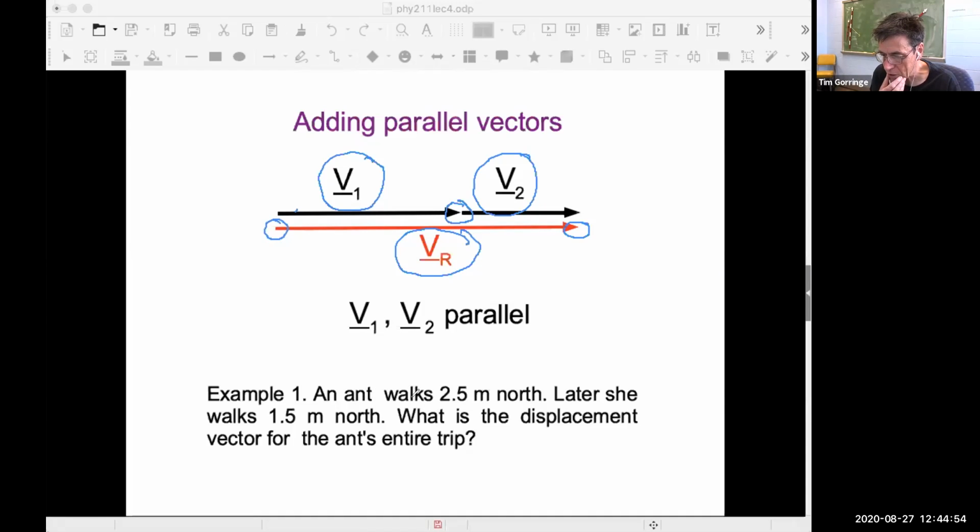Now, what I'm going to do is look at an example of two vectors. So we're going to imagine I brought a couple of ants to class today, and they're going to help us with these demonstrations, actually a few ants. And in this example, we're told that an ant walks 2.5 meters north, and later she walks 1.5 meters north. And we're asked, what is the displacement vector for the ant's entire trip? So we're told the displacement vector for the two stages of the trip, the first part of the walk, second part of the walk. We've got to figure out the total displacement vector.